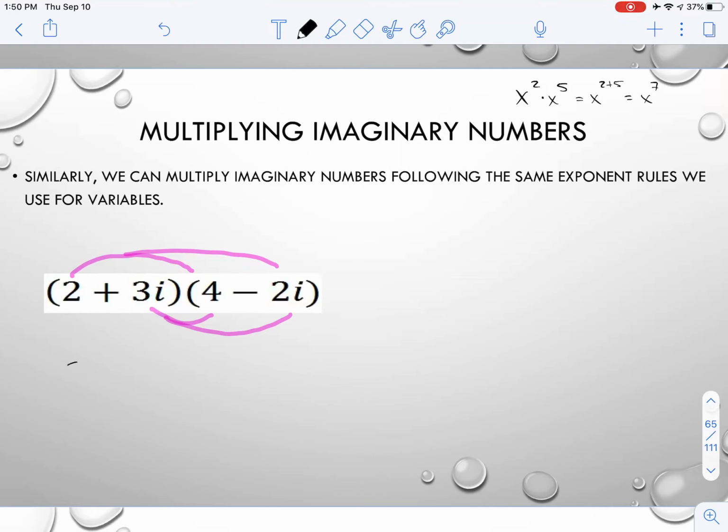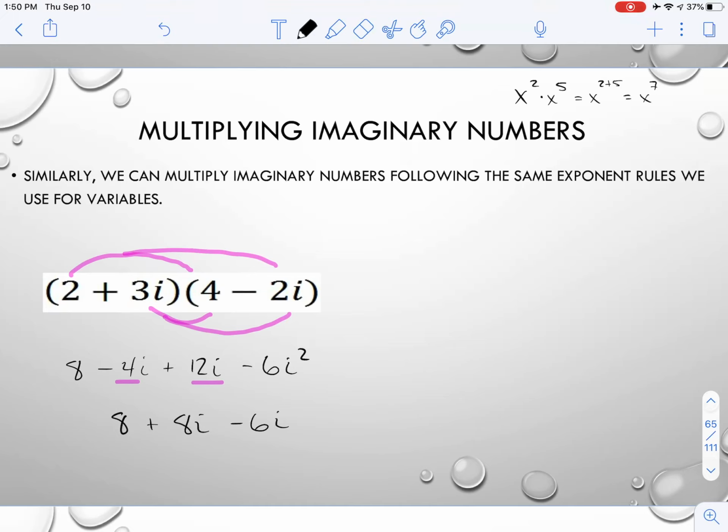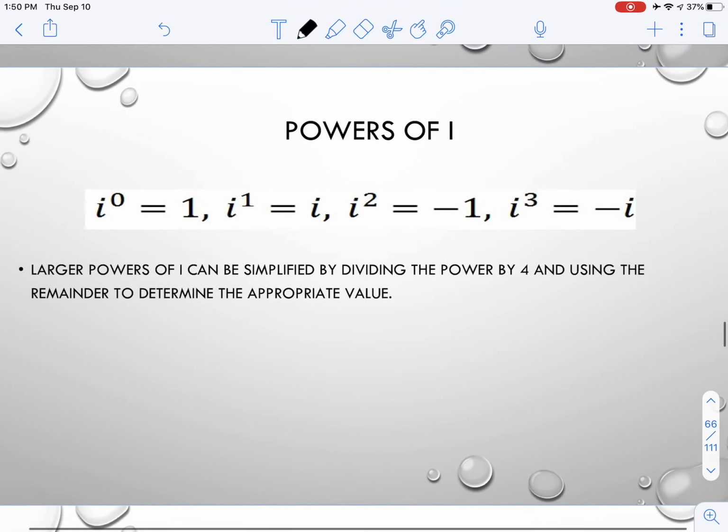So when I FOIL here, 2 times 4 is going to give me 8. 2 times negative 2i is going to give me negative 4i. 3i times 4 is going to give me 12i. And 3i times negative 2i is going to give me negative 6i squared. Now, I need to ask myself if I have any like terms, and I do. I have a negative 4i and a 12i. I can combine them, and we're going to get 8 plus 8i minus 6i squared. All right, so for right now, we're going to say that we're done with that, but I'll come back to the slide here in a couple of minutes.